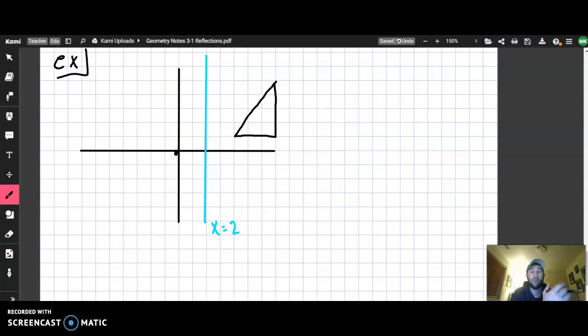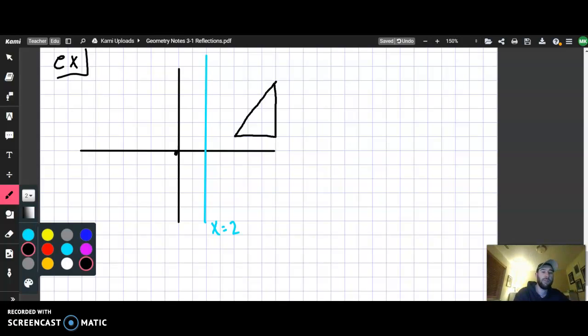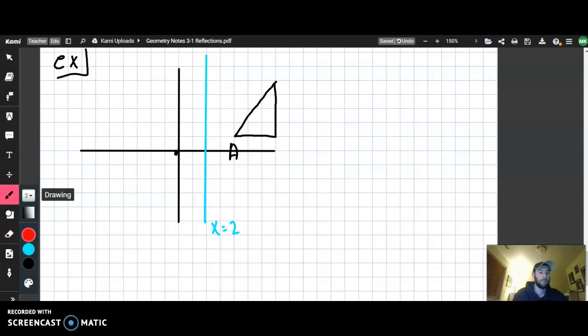Now, in order to get our new point, we're still doing everything we did before. We're counting how many spaces we are away. We're drawing our perpendicular line so we can plot our new point. And so if I call this point A right here, then our new point is 1, 2 away from our line of reflection, which means we're 1, 2 on the other side. Here is our A prime.